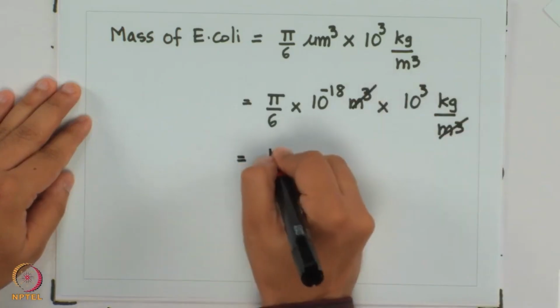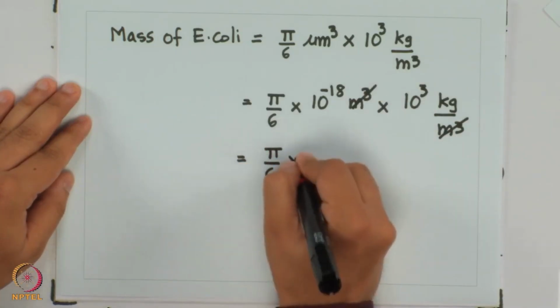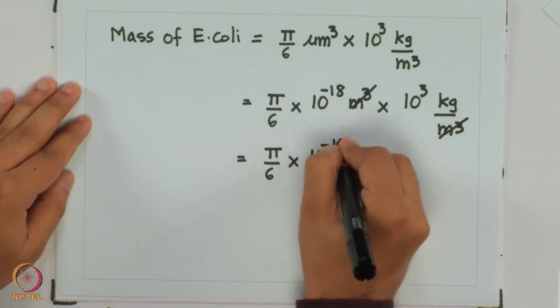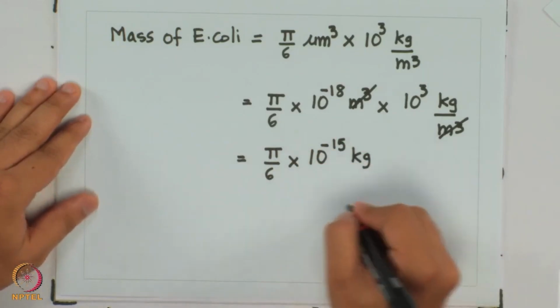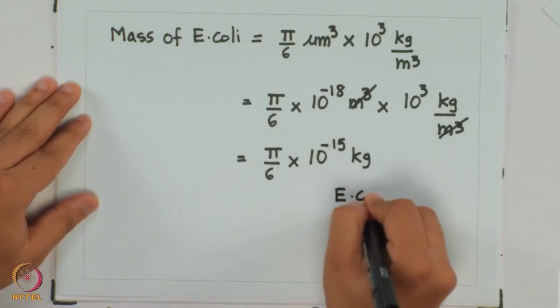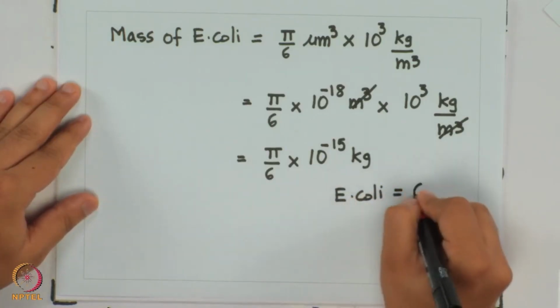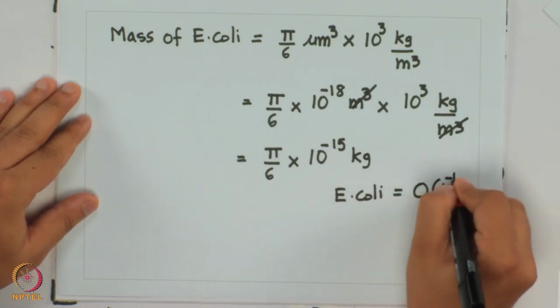And we get our answer as pi by 6 into 10 power minus 15 kg. So we can roughly approximate that an E. coli cell mass is of the order of 10 power minus 15 kg.